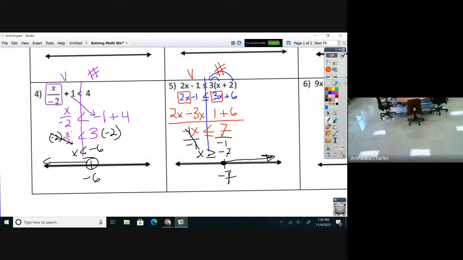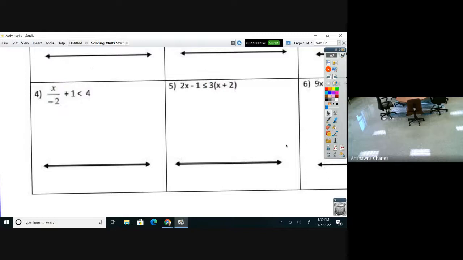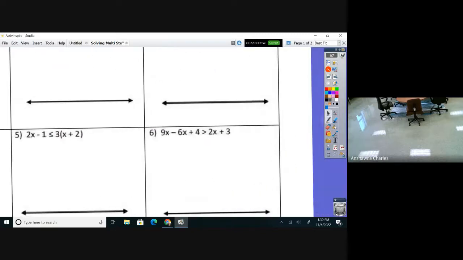Okay. Try the other two without me. Like I said, I didn't want the video to be too long, so I'm not going to do them, but I will give you the answers. This one is x is less than or equal to negative 2, and this one is x greater than negative 1. Okay.